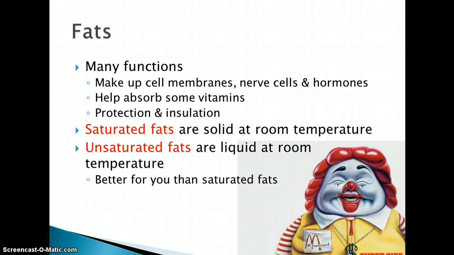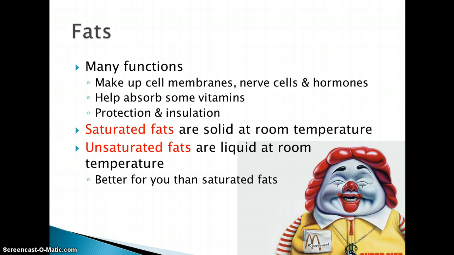Speaking of fats, they sometimes get a bad rap, but they're actually needed for many important functions in your body. Fats make up cell membranes and membranes that surround organelles. They insulate nerve cells to keep messages moving quickly. They make up some hormones. Fat's needed to absorb some vitamins like K and D, and fat surrounds organs to help protect and insulate them.